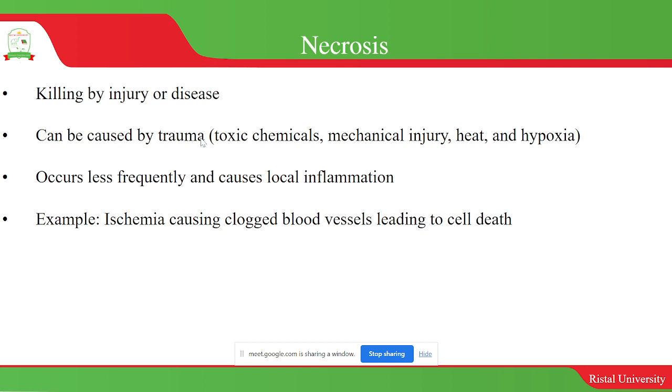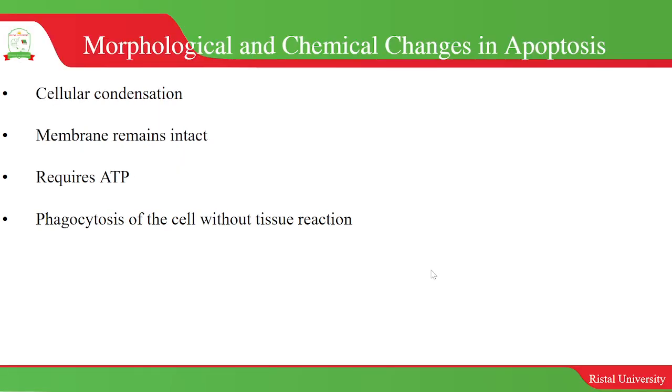Whereas with necrosis, the cell is dying because of an injury. This injury can be a forceful mechanical injury or an injury because of chemical, heat, or even lack of oxygen, which is hypoxia. When this happens, it causes local inflammation and therefore it can damage the neighboring cells. So the cell doesn't die on its own, but it also affects the neighboring cells. So those are the two different ways in which cells actually die.